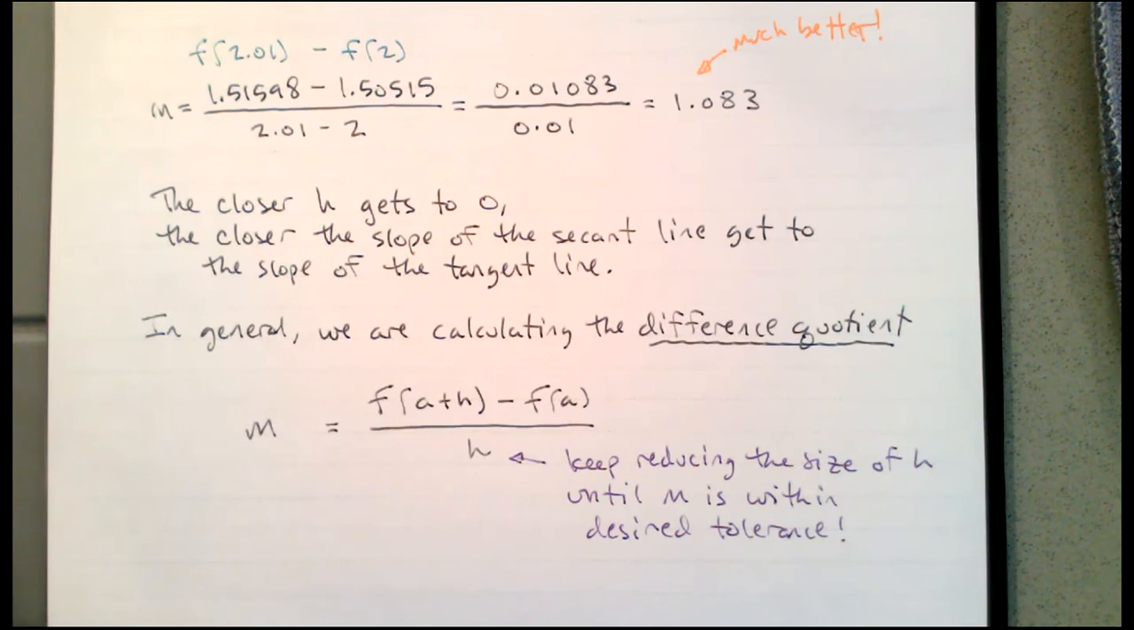Here are some of the things that we're driving at. This concept here, the closer h gets to 0, the closer the slope of the secant line gets to the slope of the tangent line, is what we want to try to quantify. Because what we're looking at is a limit. We need to make this idea rigorous by looking at limits.